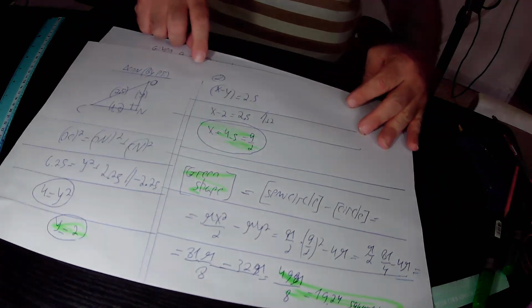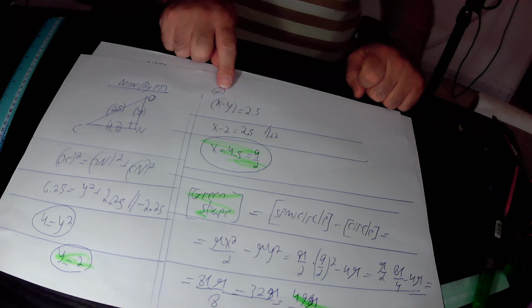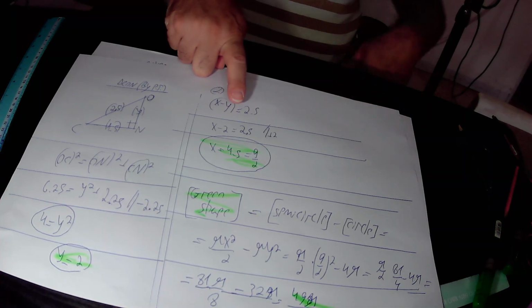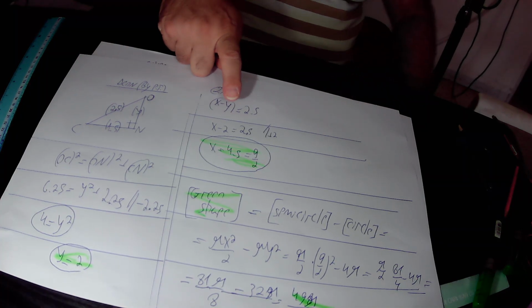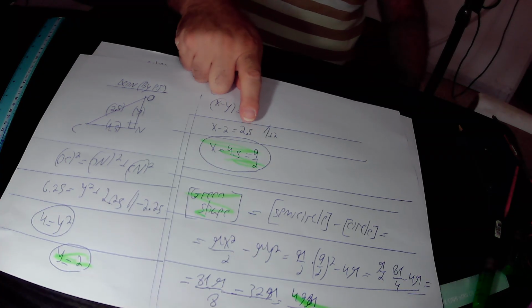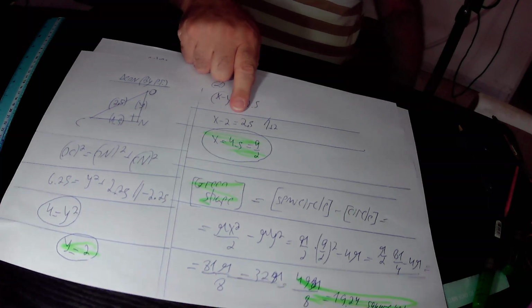We already found out that x minus y equals 2.5, but y is 2, so x minus 2 equals 2.5. Here we added 2 to this equation and found out that x equals 4.5 units in its length. 4.5 is 9 over 2. So the radius of the big semicircle equals 9 over 2 units in its length, or in terms of numbers, 4.5 units in its length.